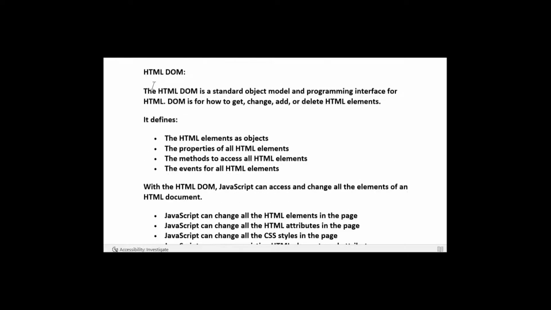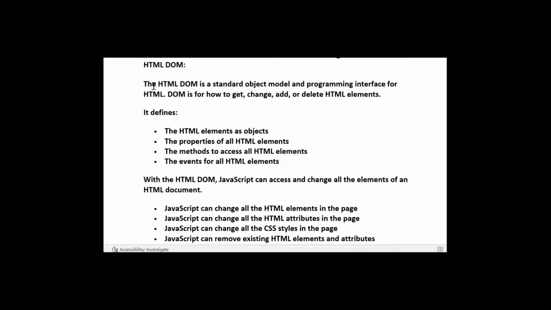Let us look into what the HTML DOM is. The HTML DOM is a standard object model and programming interface for HTML. DOM is how you can get the elements of the HTML and make changes to them. You can add or delete HTML elements. All that is possible with the DOM. So what does it define? The HTML DOM defines the HTML elements as objects, the properties of all HTML elements, the methods to access all the HTML elements, and the events for all HTML elements. All this is defined in the HTML DOM.